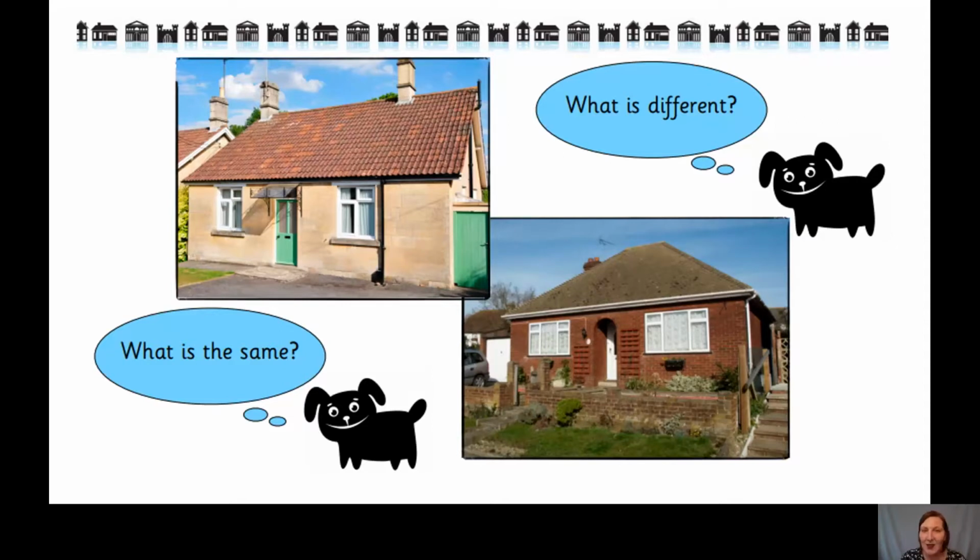And the other thing that I noticed was that the front door on the bungalow in the top part of the screen is wooden, whereas the front door on the bungalow at the bottom is made out of UPVC, which is a little bit like plastic, but it's very, very strong plastic. So there are two differences. Excellent, you noticed lots there as well. Are you ready to look at some more?